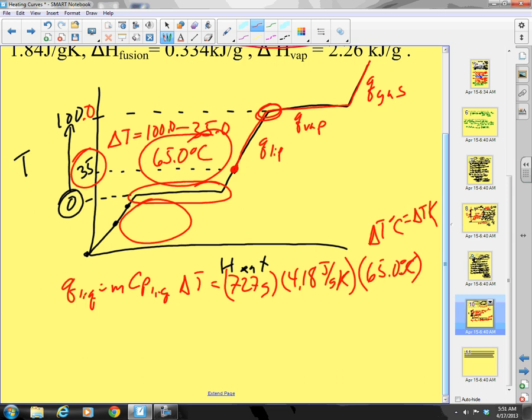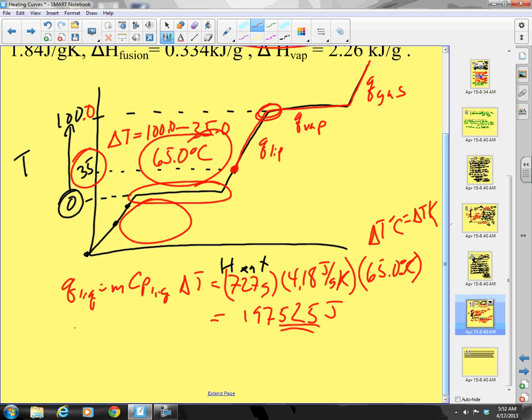727 times 4.18 times 65. And I get a beautiful number. Let's hope this is right. 197525 joules. Let's try that again. 727 times 4.18 times 65. 197525. Good. How many sig figs? Looks like I get 3 out of this. So these are carried over.